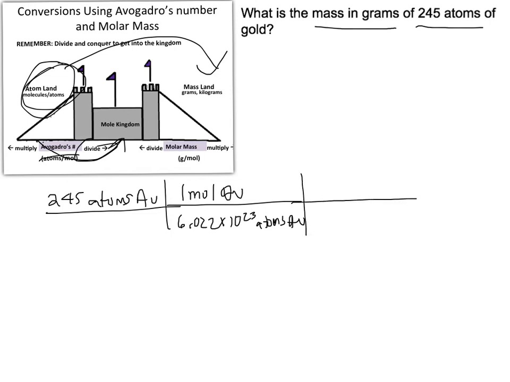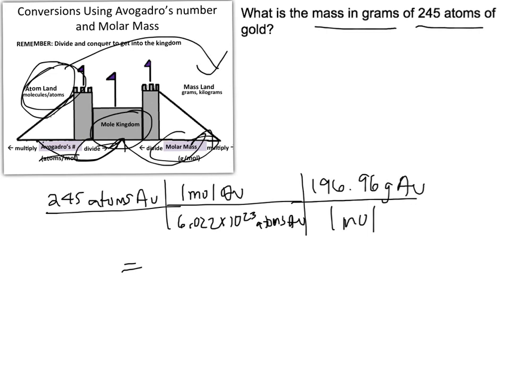Okay. And then I'm going to go from the mole kingdom into mass land. And anytime I'm leaving the kingdom, I'm going to be multiplying. In this case, I'm going to be multiplying by the molar mass. Okay, so the molar mass of gold is as follows per 1 mole, as we saw in our previous problems. Okay, and what we're going to do once again is multiply all of the top numbers together and then divide by the numbers that are on the bottom. And that's going to give us 2.065 times 10 to the negative 24th.